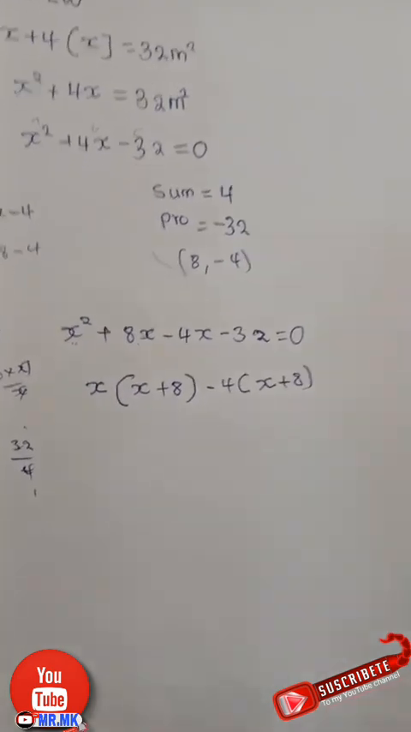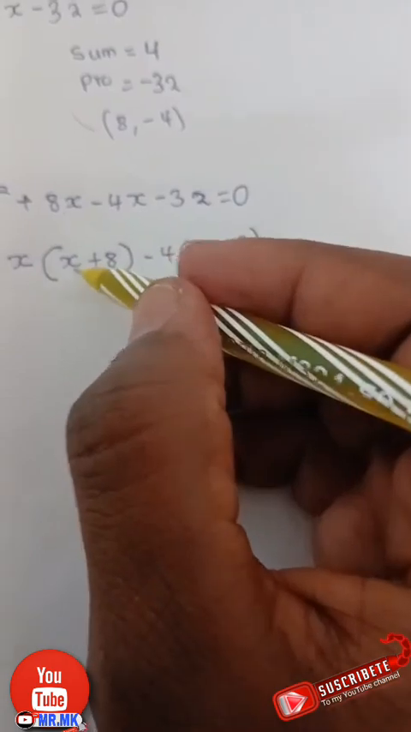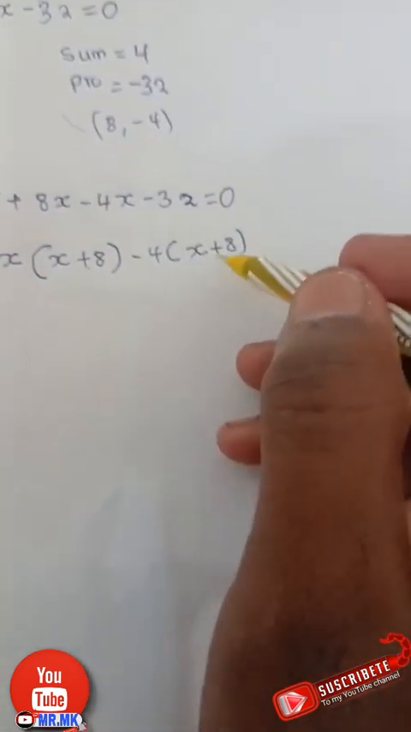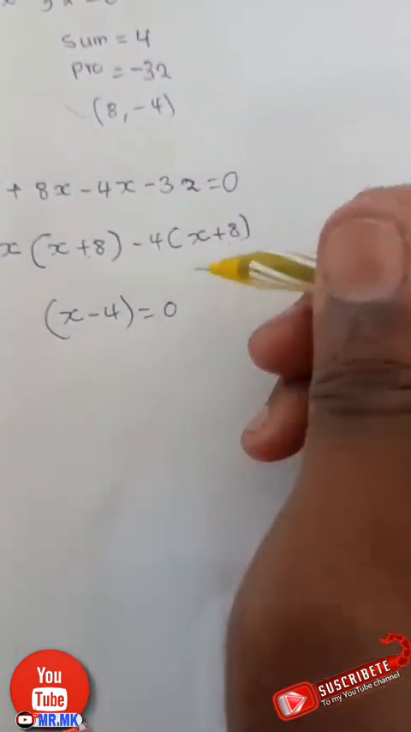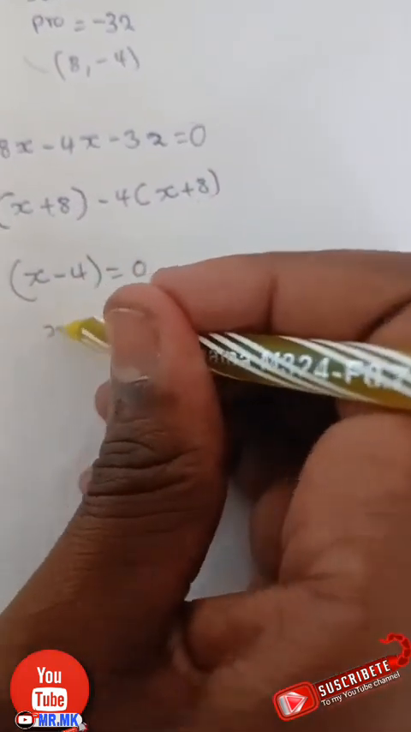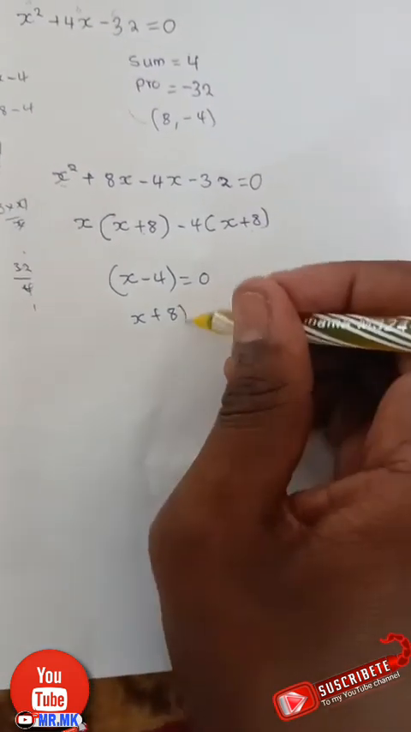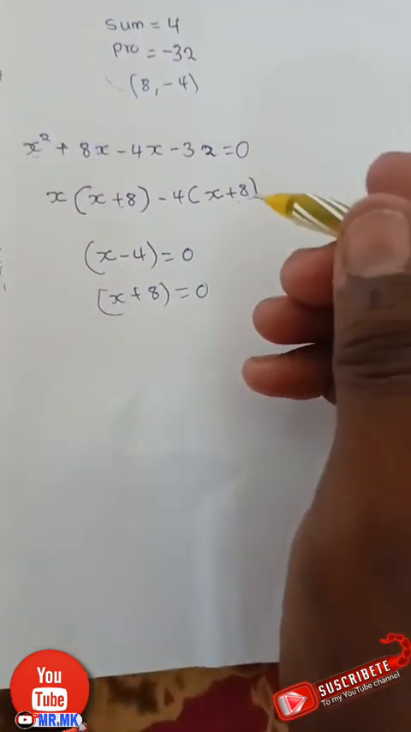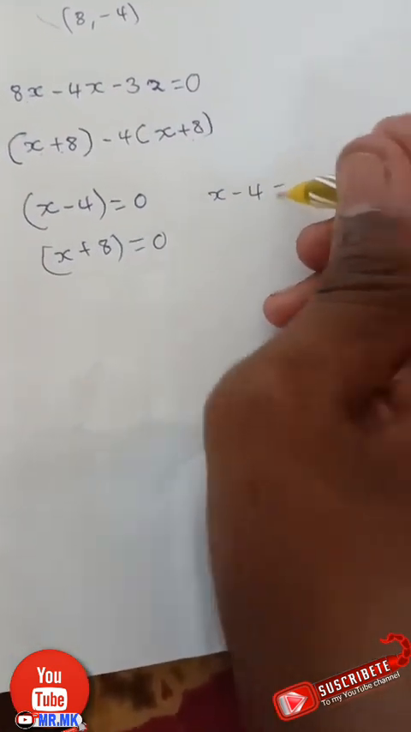Now after you have factorized it, we get x plus 8 here, also x plus 8, which is one and the same. Now from there you take one of these, x minus 4, close the bracket, is equal to 0, and for the other one, if it is the same, just pick one. You pick x plus 8, close the bracket, is equal to 0. Now x minus 4 is equal to 0.